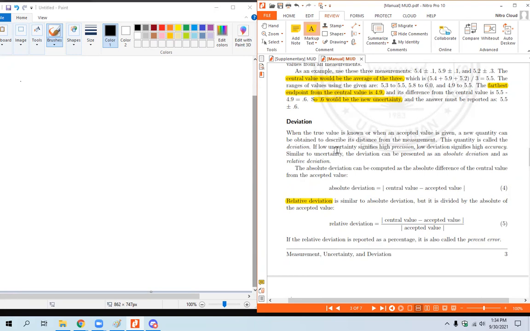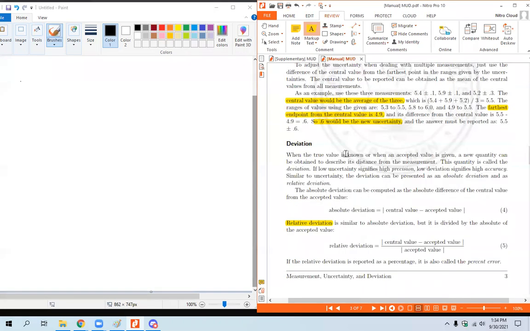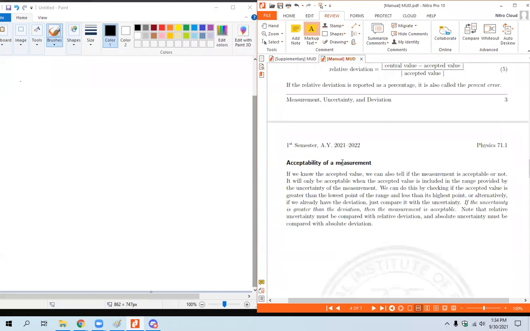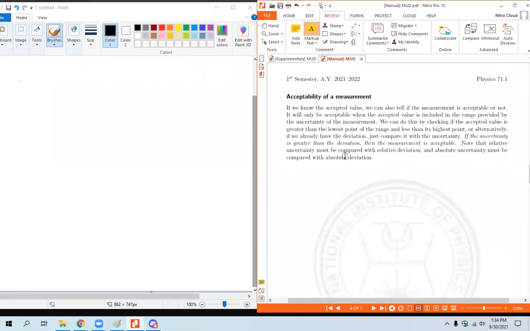So you can read this along with the multiple measurements. You can read deviation on your own. So now we move on, lastly, to acceptability ng measurement. So how do we know if your measurement is acceptable? So there are two ways.